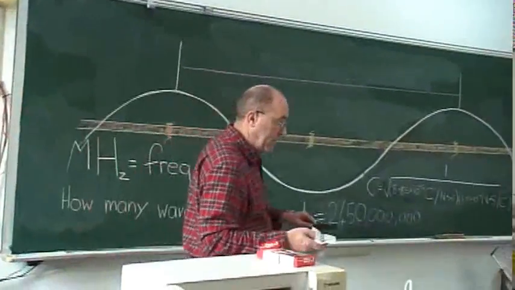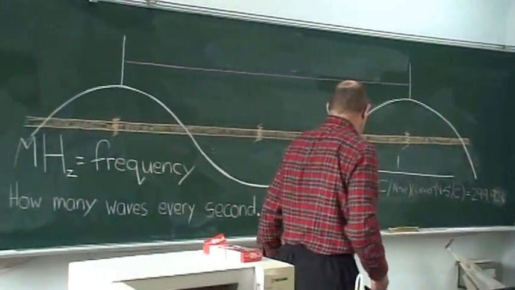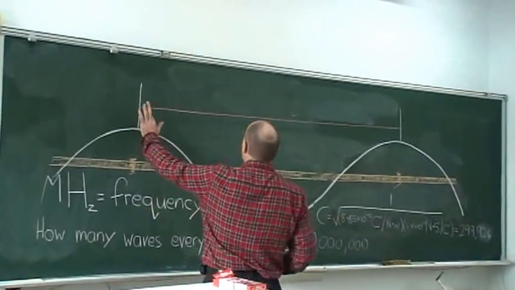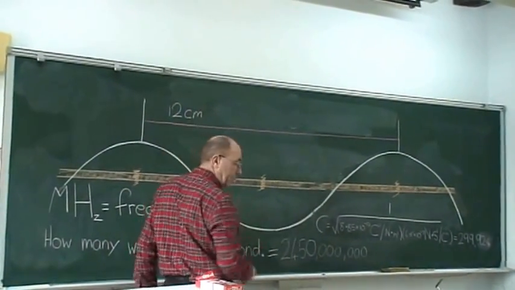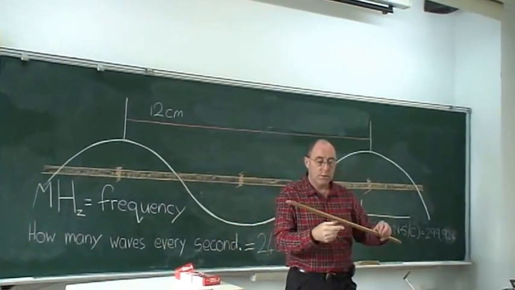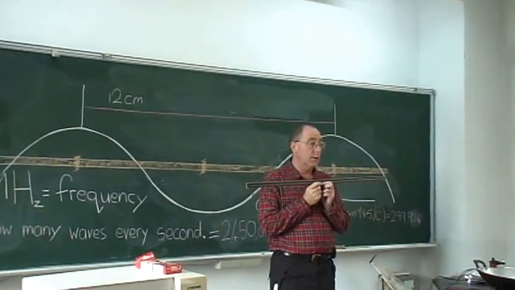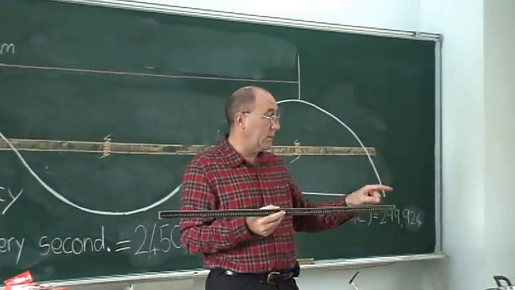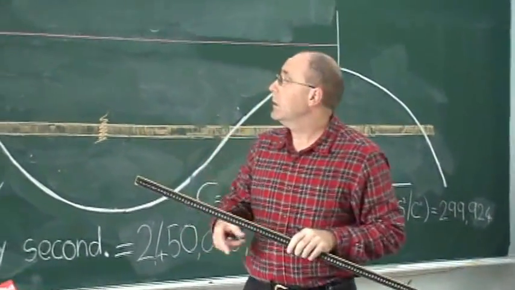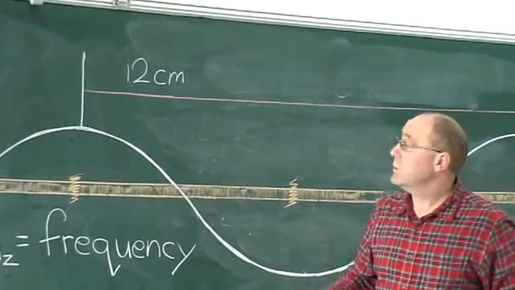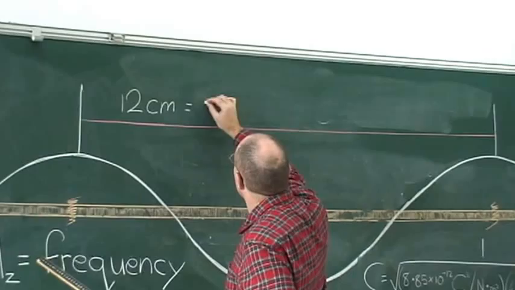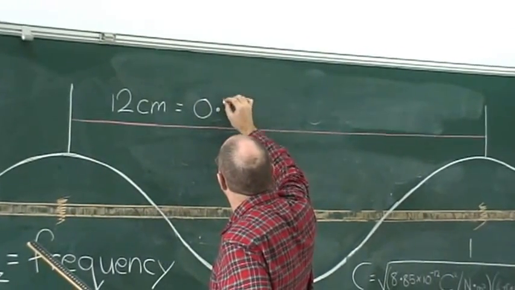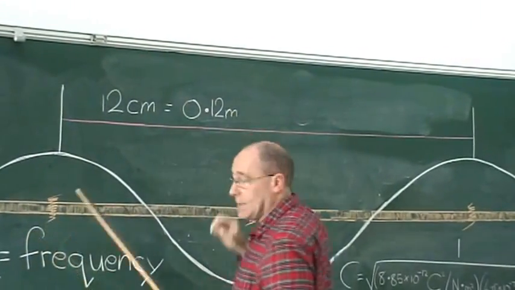Let's see. 12 cm. 12 cm. One wave. 12 cm. Now, I want to measure using meters. There are 100 centimeters in 1 meter. So I need to make this 100 times smaller. Well, 10, 100. So that equals 0.12 meters.